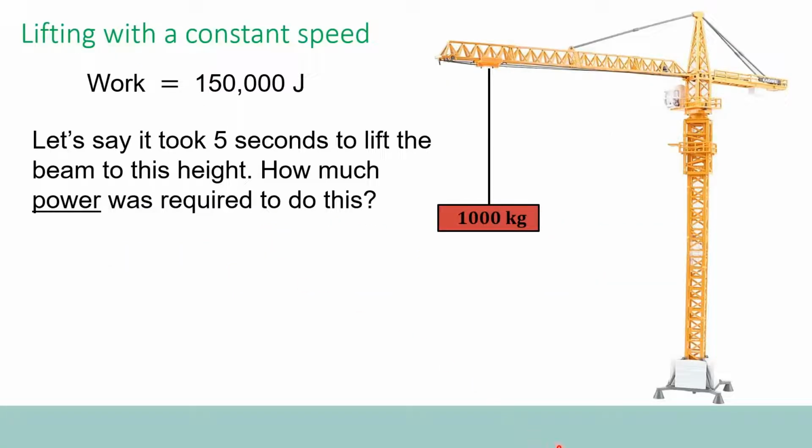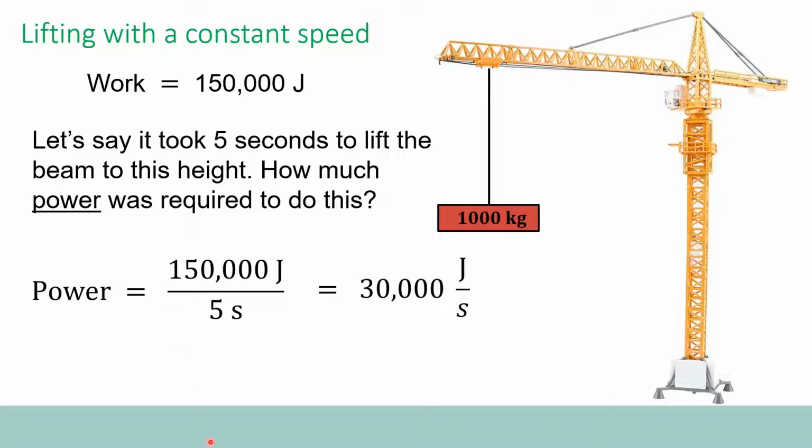So now we're ready to answer this question. We know the work, and let's say it took 5 seconds to do that work. So power would just be the work divided by the time, which gives us 30,000 joules per second. Now this unit, joules per second, is something special. We see it a lot. 1 joule per second is 1 watt. So we use a symbol of a capital W for watt. So we could say then that this required 30,000 watts of power.